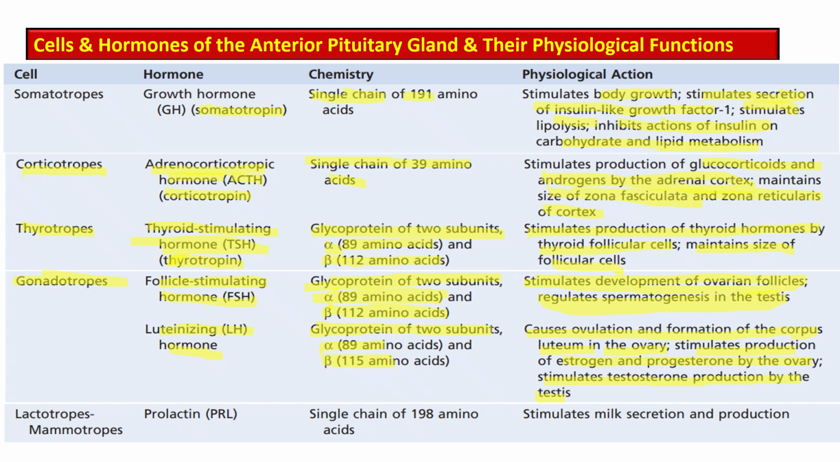So the growth hormone and prolactin are single chain polypeptides that directly act on target tissue. TSH, FSH, and LH are glycoproteins with a common alpha subunit and distinct beta units, providing hormone specificity. ACTH is a short peptide that triggers adrenal hormone secretion.